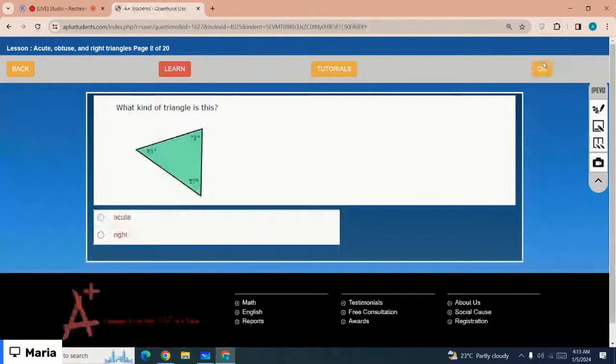The next one is what kind of triangle it is. 51 degrees, 72 degrees, and 57 degrees. Which is the correct option?